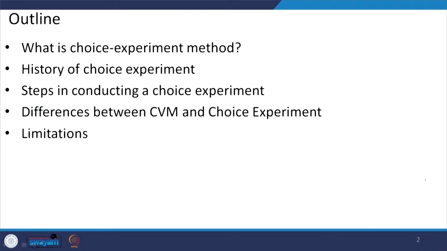what the choice experiment method is, and what the theoretical background and history of the choice experiment method are, and if you want to conduct a choice experiment, what are the likely steps we need to include. Then finally we will be discussing the differences between the contingent valuation method and the choice experiment method, in order to find which method is most appropriate under this stated preference method, and it will be followed by some of the disadvantages or limitations of the choice experiment method.